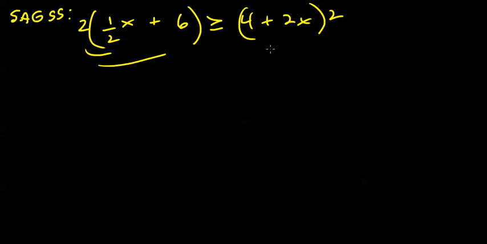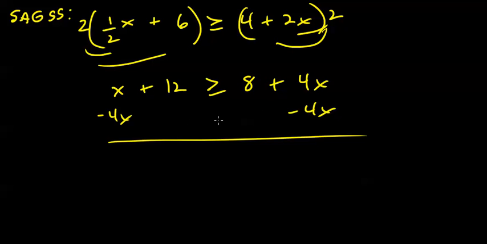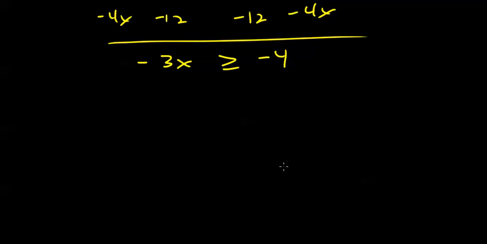Well, you've got to apply your distributive law on both sides. 2 times 1/2 x is x. 2 times 6 is 12 on the left, greater than 2 times 4 is 8, plus 2 times 2x is 4x on the right. Alright, I would probably subtract 4x from both sides, getting my variable on the left-hand side, and if I'm going to do that, I would probably subtract 12 from both sides. And I'll get minus 3x on the left is greater than or equal to minus 4 on the right. And I'm going to divide both sides by negative 3.